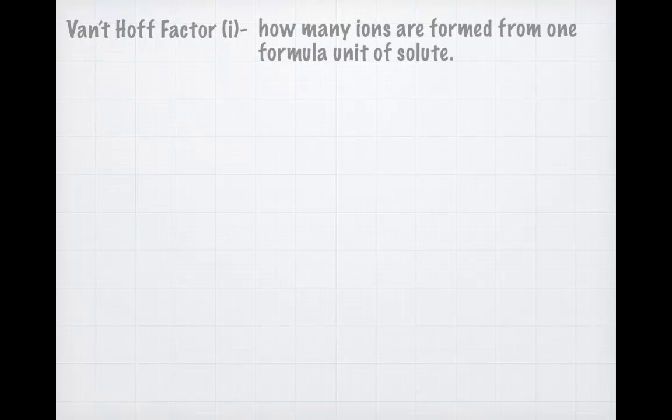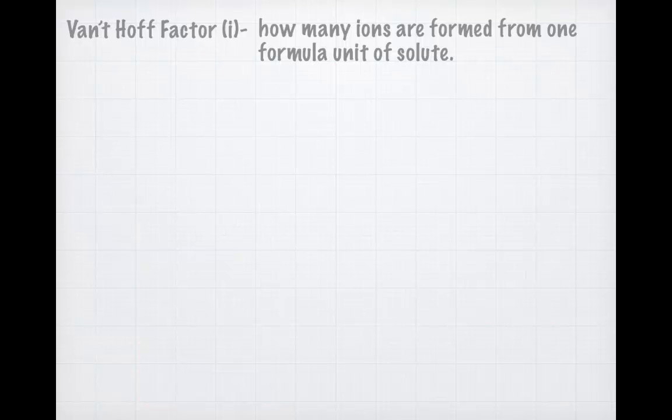One mathematical concept that helps us study electrolytes is called the van't Hoff factor, and the van't Hoff factor calculates how many ions are formed when a compound dissolves, based on one formula unit. So for example, NaCl: if I had one formula unit of NaCl, I would have one sodium ion and one chloride ion formed. Therefore, my van't Hoff factor would be 2.